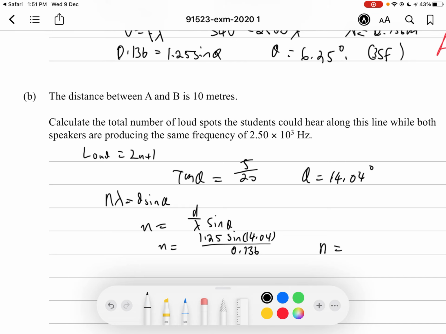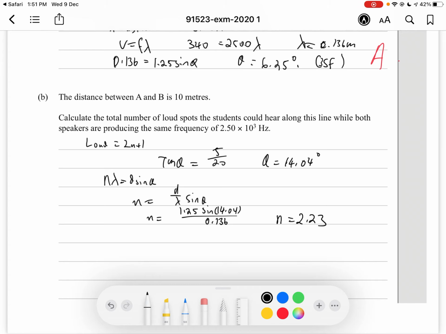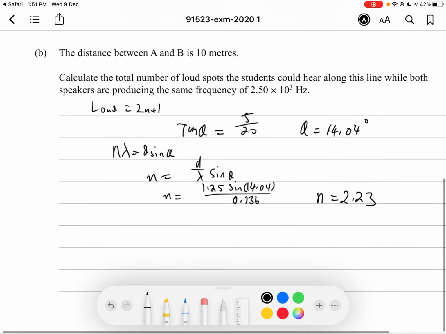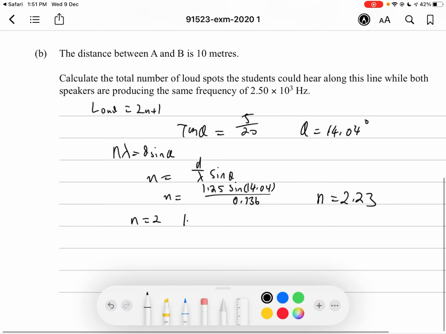Alright, we should find that n equals 2.23, meaning that since it's 2.23, it's not actually 2.23 loud spots. That's not very possible. What this means is that there's actually 2 full loud spots that can be heard from the central maxima to A. So n equals 2 loud spots.